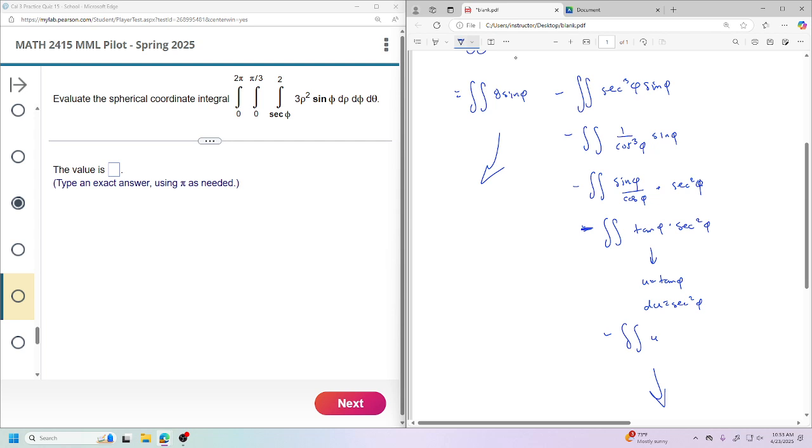I remember this one specifically now. Instead of doing a tangent and a secant squared, they wanted you to take the derivative of secant and then cancel out stuff with a secant tangent, rather than doing just a tangent.